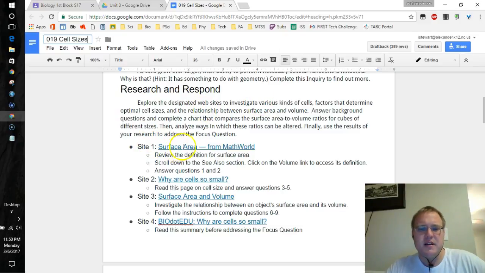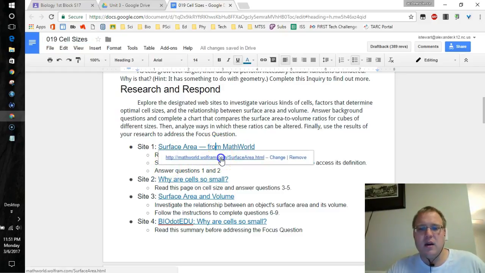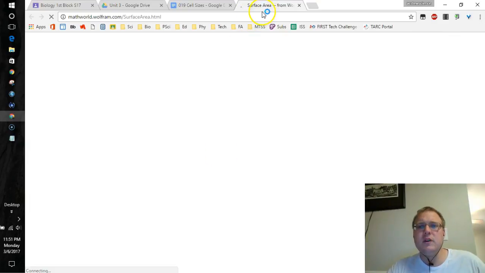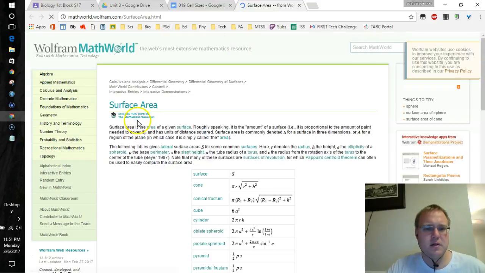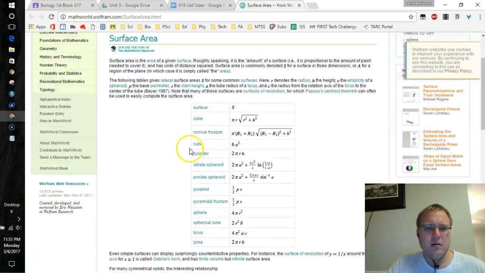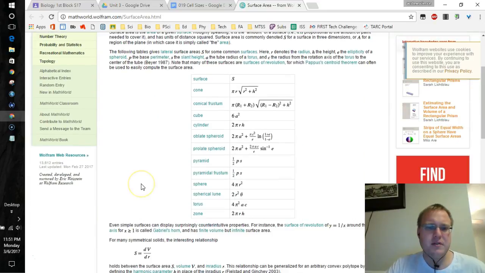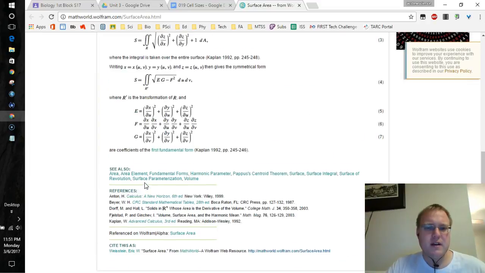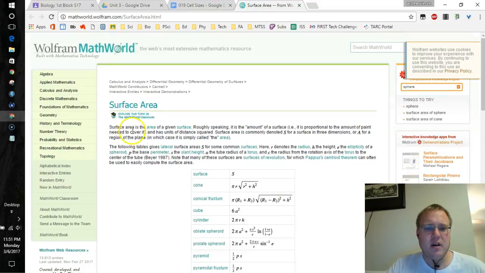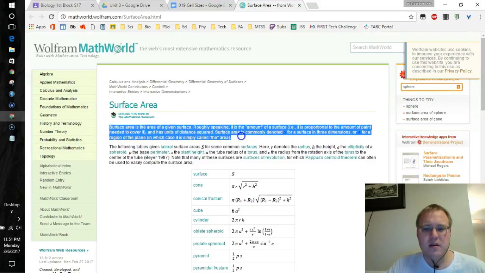It says explore designated websites to investigate various kinds of cells. This first site is on surface area, and it will help you answer questions 1 and 2. So you can open that link, go to it, read through it, and it should help you answer questions 1 and 2 on the paper. Now that is a lot of complicated stuff. However, the important things you need are right here in this paragraph.